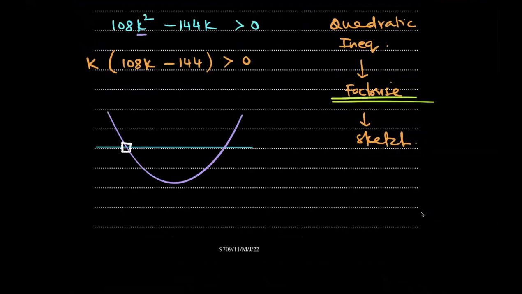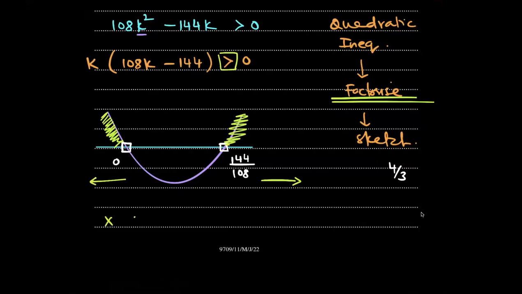One of the values is 0, the other value is 144 over 108. So 144 over 108 is coming out to be 4 over 3. Okay. So now we are interested in greater than 0. That's the region above the x-axis, this region and this region. So go right, go left, and we will be in this region. So x is lesser than 0. Actually, it's not x, it's k. So k is lesser than 0 and k is greater than 4 over 3.